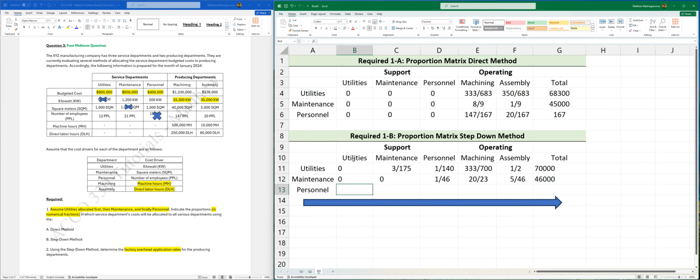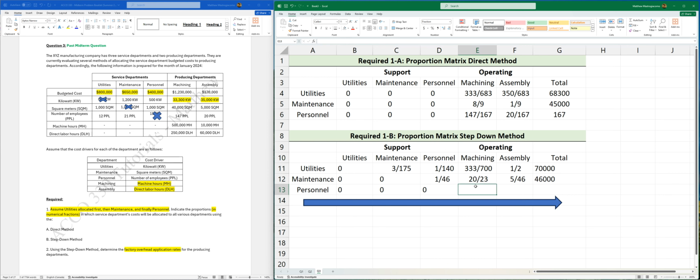Okay. Now personnel. Remember, guys, personnel, the last support department, they only help the operating departments. So it's like the direct method. So 0 for utilities, 0 for maintenance. And why am I putting 0 also for personnel? Not only because it's the direct method, but no self-allocations. Personnel cannot allocate to themselves.